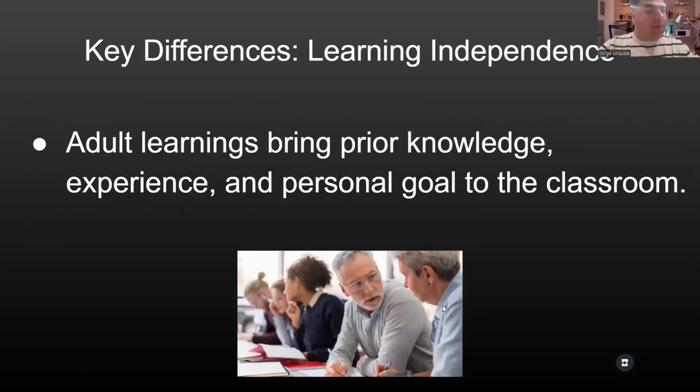One major difference between pedagogy and andragogy is learner independence. In K through 12 settings, instruction is often teacher-directed, structured, and guided step by step. In comparison, adult learners bring prior knowledge, lived experiences, and specific or targeted goals into the classroom. Andragogy emphasizes self-direction, relevance, and problem-centered learning rather than the teacher-centered or content-centered instruction that we see in high school or middle school.